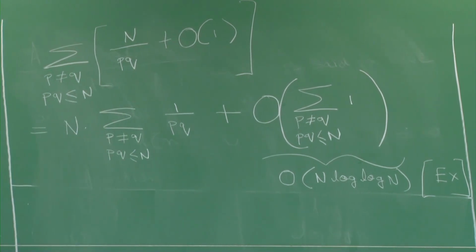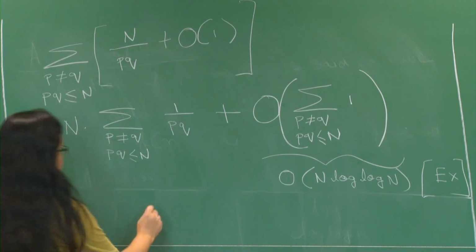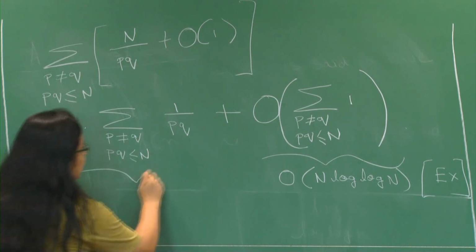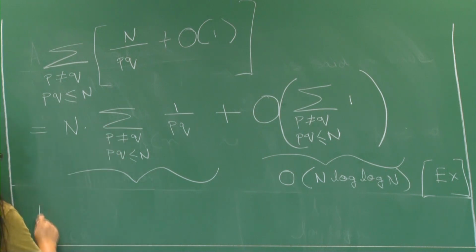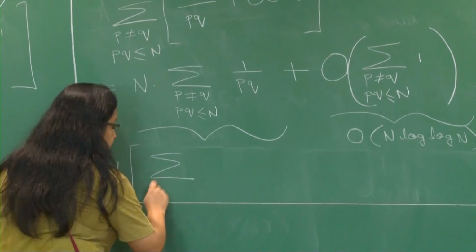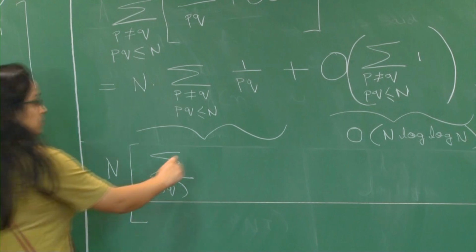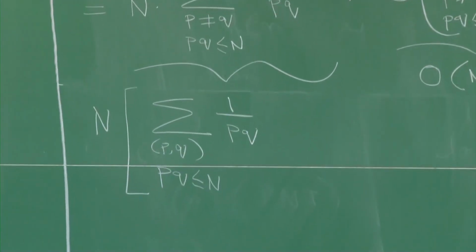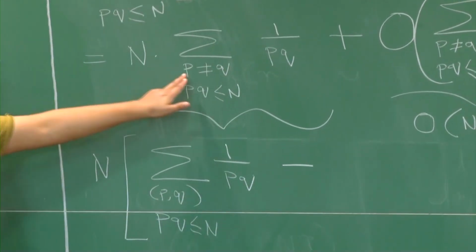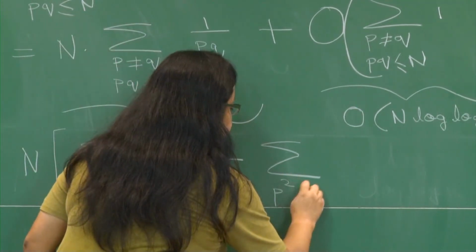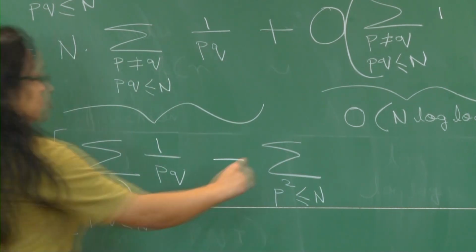Now, this part is a very nice sum, but you can bound it below and above by functions which have the same order. You also observe this part here. This can be written as n times the sum over all the primes which are not equal to q. So, suppose I were to take all possible pairs such that pq is less than or equal to n, 1 over pq. From this you have to take away all those pairs where p and q are equal, but what is that actually? That is just the summation over all primes such that p square is less than or equal to n, 1 over p square.